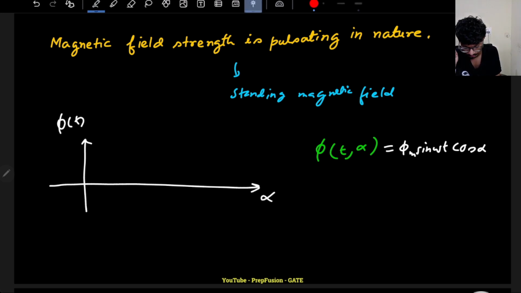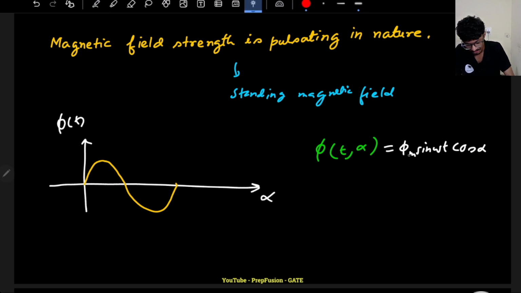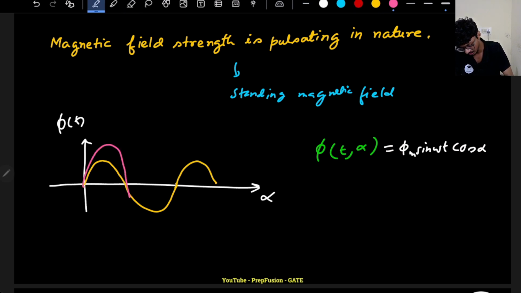So how will I plot it basically? I am plotting with respect to alpha. For a particular time instant t equal to 0, the flux waveform will be something like this. But you see the peak of this cos alpha is also varying. Peak will sometimes be higher depending on the instant omega t at which I am seeing this. This can go lower. So that's why it is called a pulsating wave. Why is it called a pulsating wave? Because its peak value is pulsating.